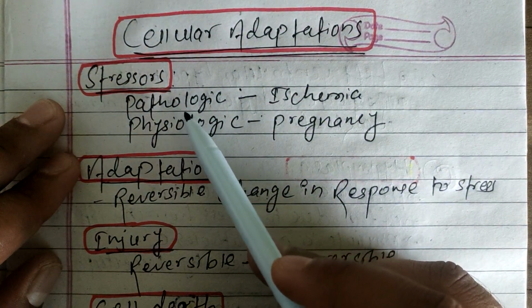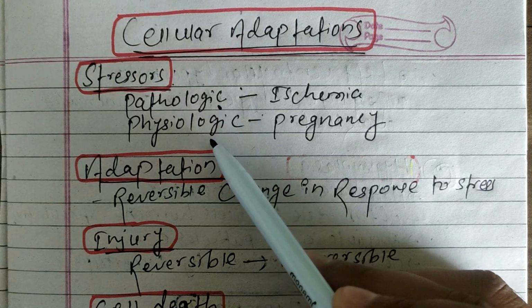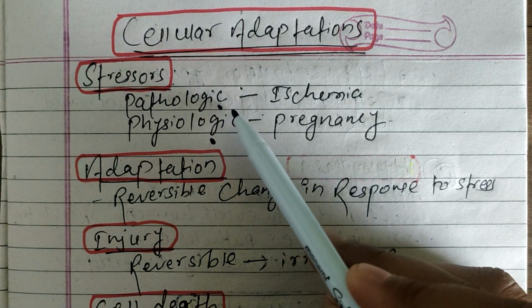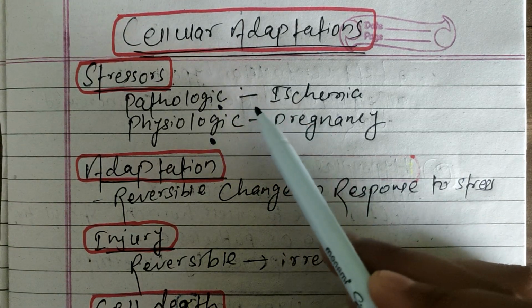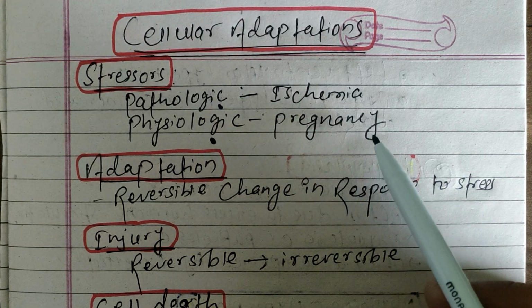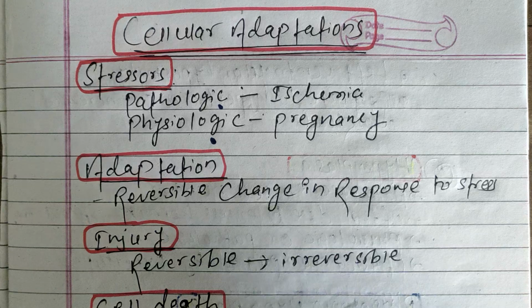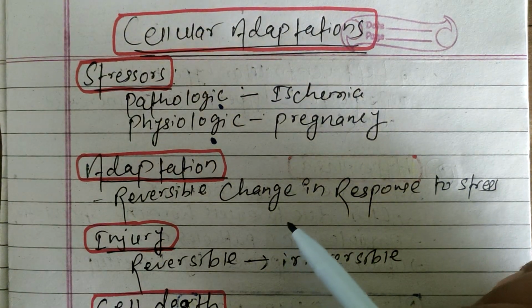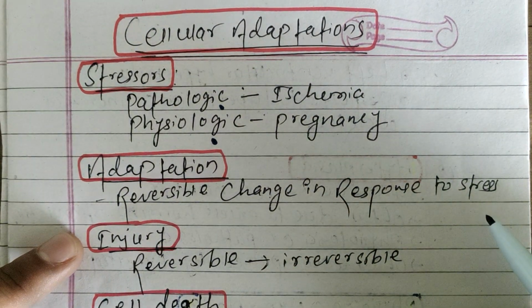There are two types of stressors. One is pathologic and another is physiologic. In the pathologic stressors, an example is ischemia, and a physiologic stressor is pregnancy. And similarly, the definition of adaptation is a reversible change in response to stress.